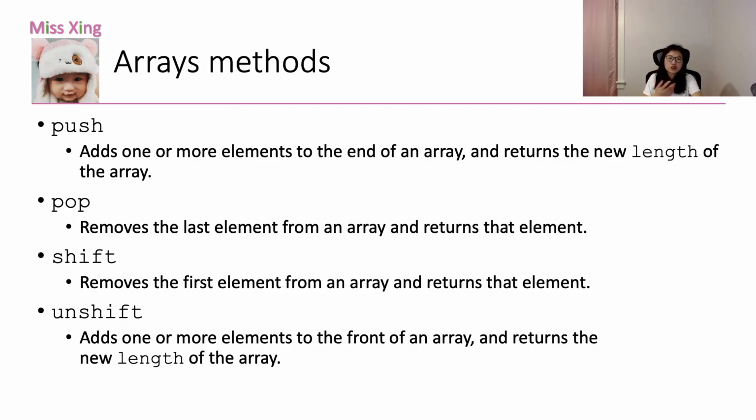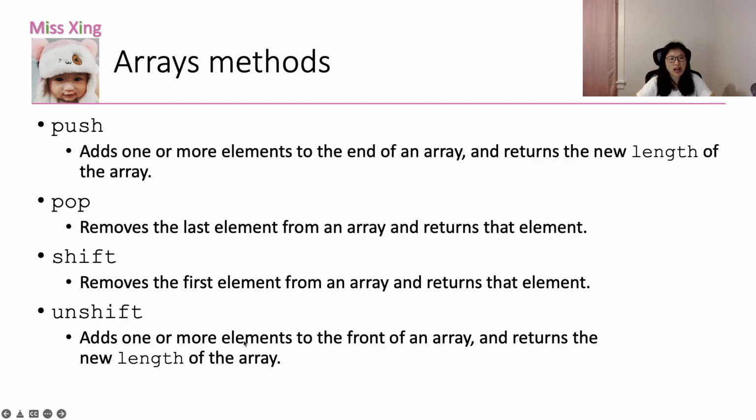Push will add one or more elements to the end of an array, and it also returns the new length of the array. Normally, after we push, I don't need the returned length; we just push in. But it will give you the returned length. You can pop, which removes the last element from the array and also returns the element that you removed. Shift removes the first element from the array and returns that element. Unshift adds one or more elements to the front of the array and returns the new length.